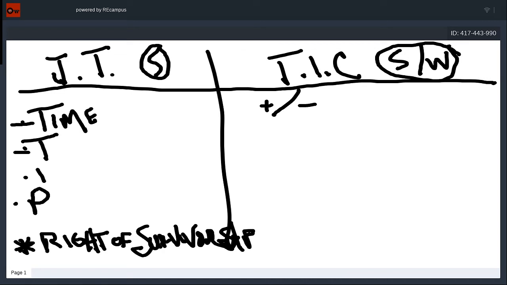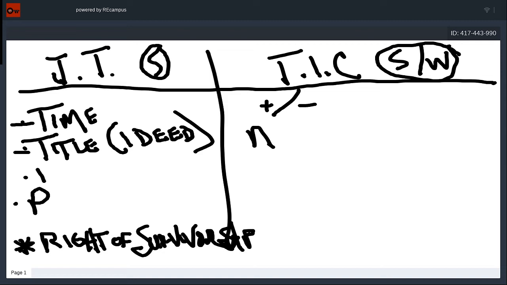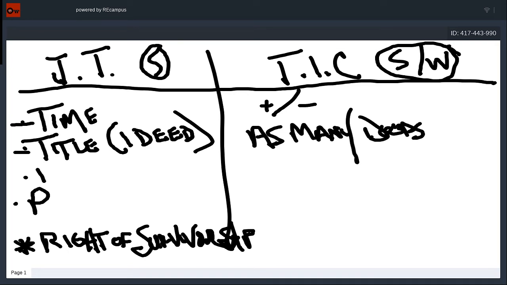The next T stands for title. And what it's referring to is the fact that in a joint tenancy, there's only one deed. And on that deed, there are a list of all the joint tenants. Whereas here, as tenants in common, there are as many deeds as there are owners. So if there are 4 co-owners, then they all 4 have a deed. As many deeds as owners.